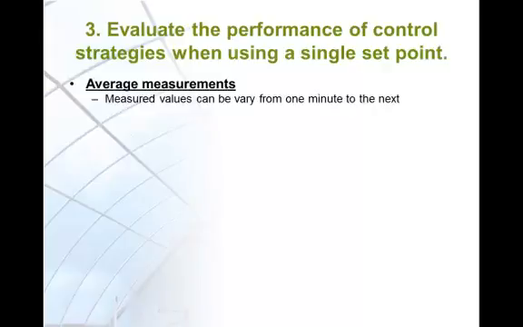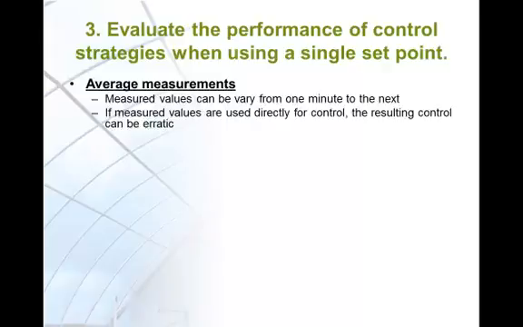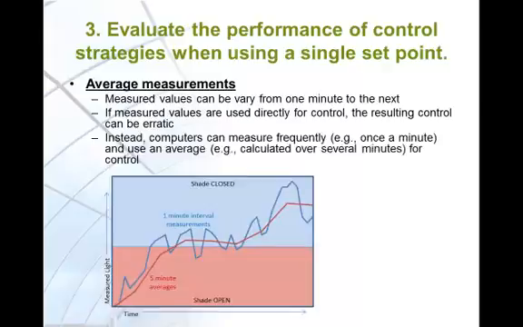Measured values can vary from 1 minute to the next. If measured values are used directly for control, the resulting control can be erratic. Instead, computers can measure more frequently, once a minute for example, and use an average, calculated over several minutes, for the control. As an example, the graph below shows the opening and closing of a shade curtain based on the measured value of light level.